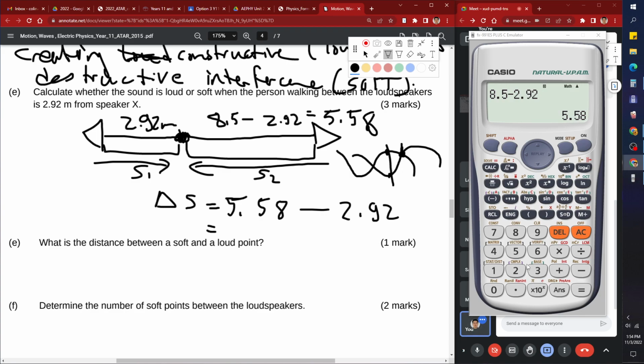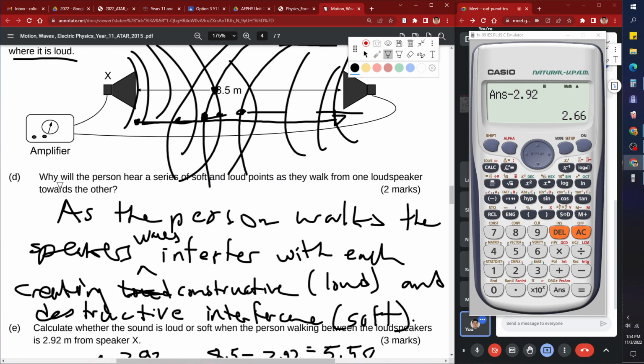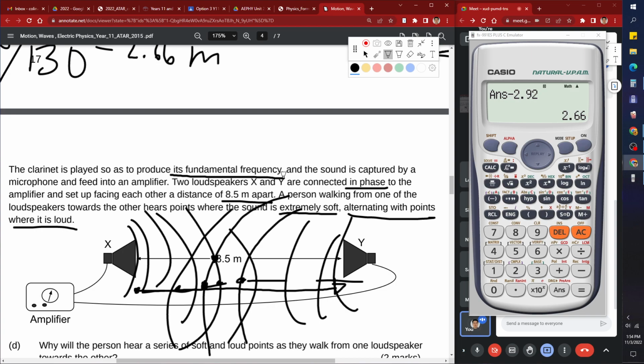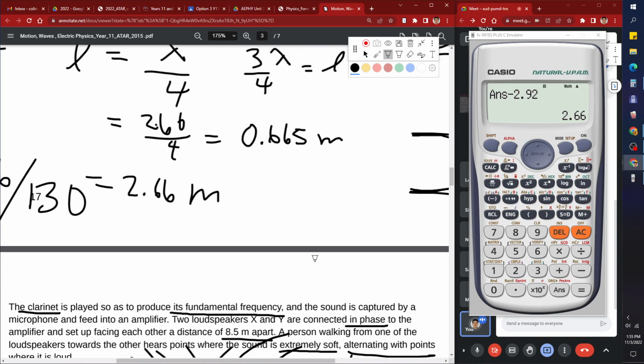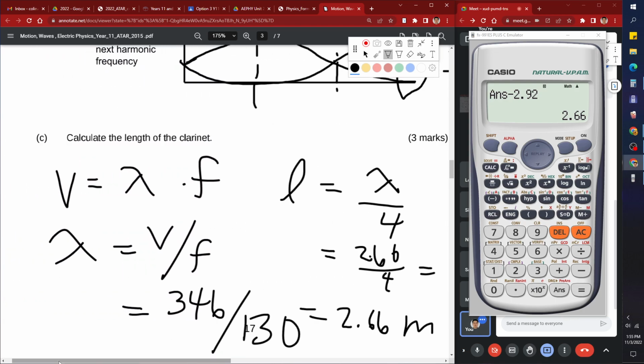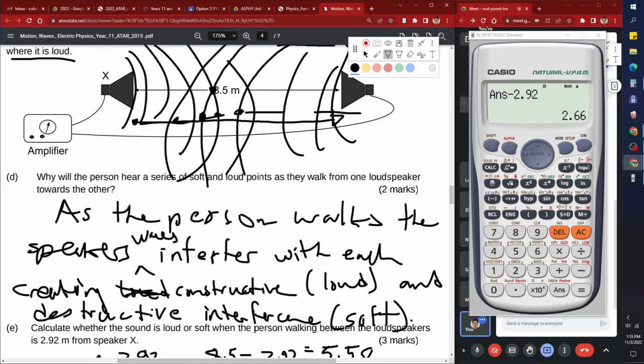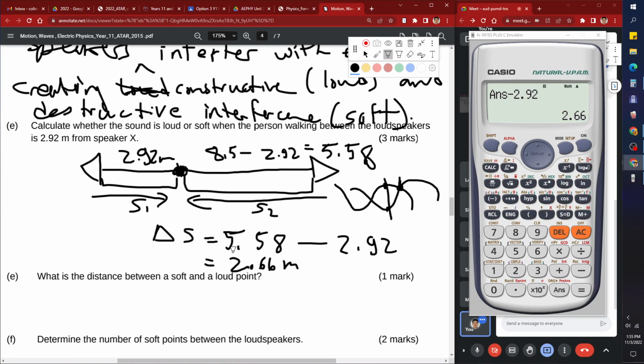So that means 5.58 minus 2.92, not 29, plus 29.2, minus 2.29. There it is. Wow, look at that. It's 2.66. Does that look like anything else? Remember, this is played using the fundamental frequency of the clarinet. So let's go back. Oh, look at that. The fundamental frequency's sound wave wavelength is 2.66 meters. So that means we have a difference of sound waves of exactly one wavelength of sound.